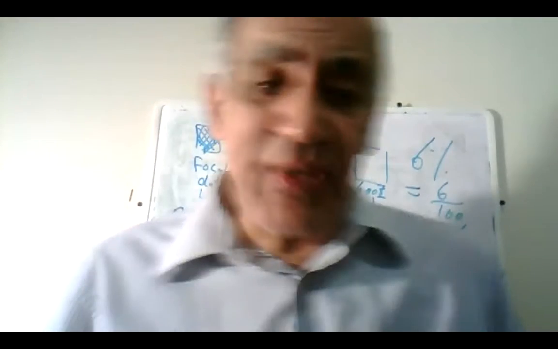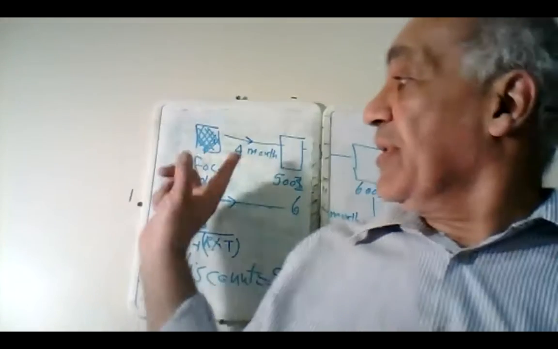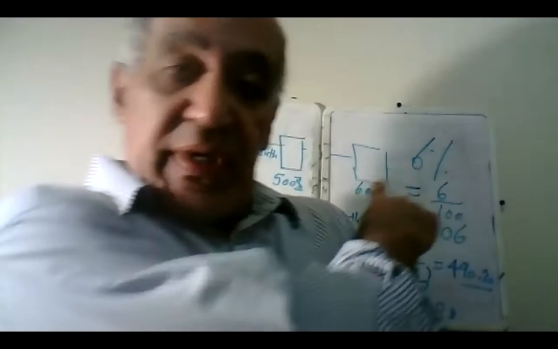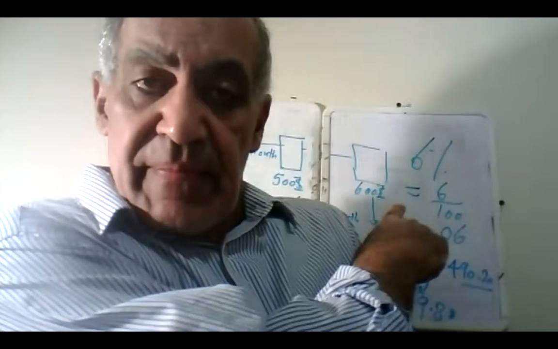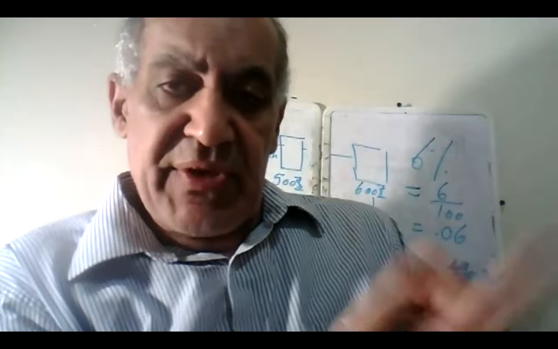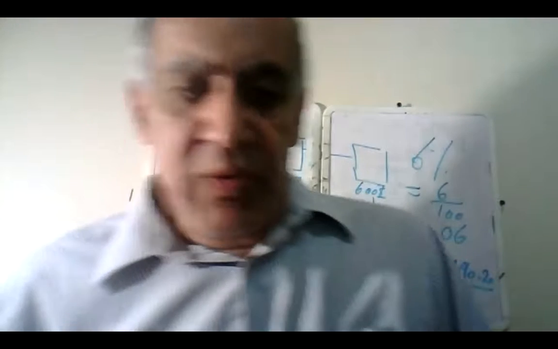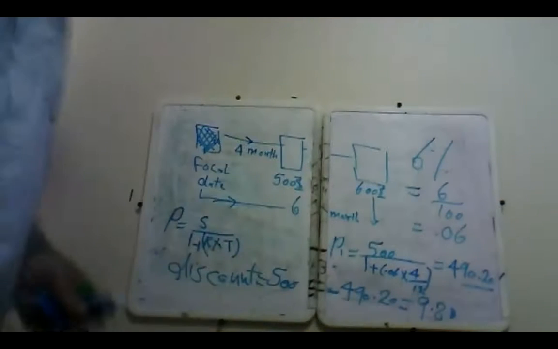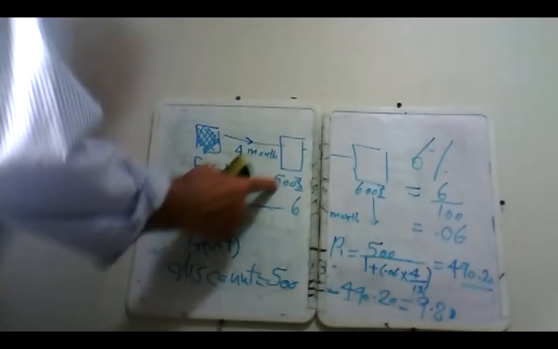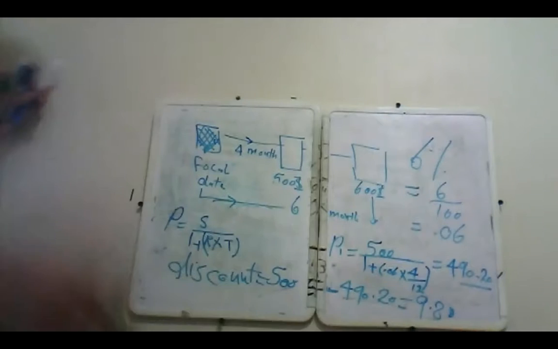The second amount is the same thing, the $600 here. We will do the same thing, but only the time will change. It's the same idea. What we did in the 500, we will do in the 600 exactly.